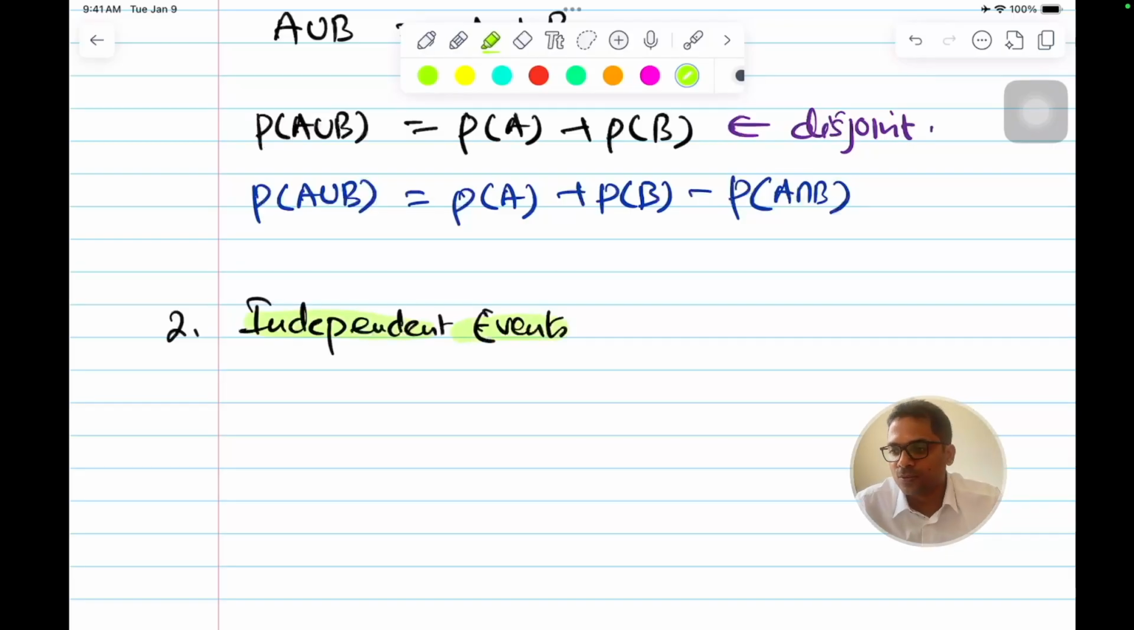Independent events. So what is the meaning of independent events now? Let me define it for you. The outcome of one event does not impact the outcome of the other event. Let me repeat: the outcome of one event does not impact the outcome of the other event.